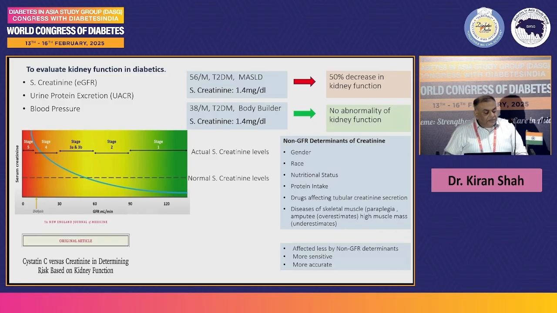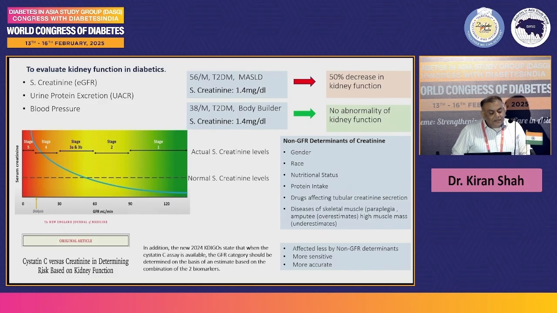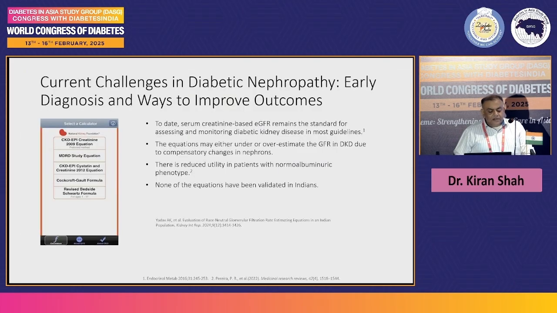And to overcome this, we have cystatin C, which does not seem to be affected, or is less affected, by these non-GFR determinants. It is more sensitive, it is more accurate. And there are studies which have shown that cystatin C is detected much earlier in eGFR above 60. And KDIGO says that if the assay is available, then you need to do both. You can use a combination of two biomarkers.